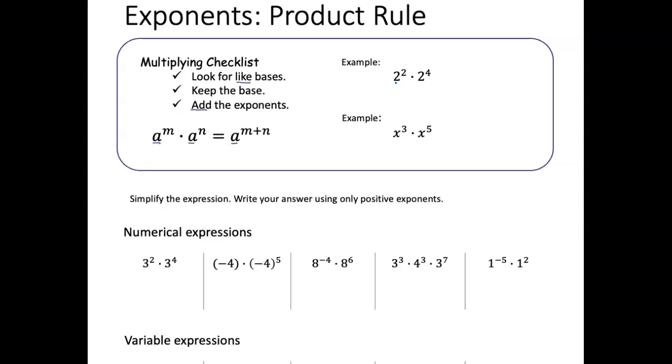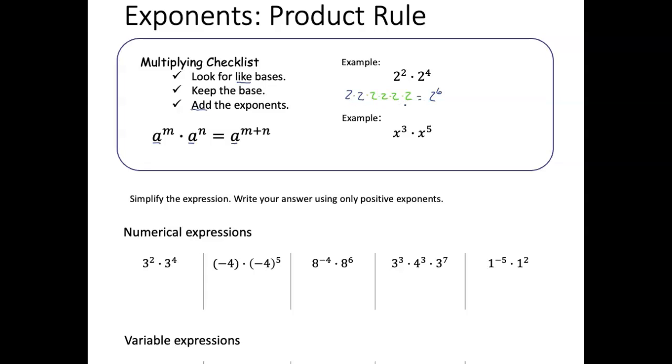So I have 2 to the second power, so if I was thinking expanded, I'd be like, well, that's 2 times 2. I need to multiply that times 2 to the fourth power, so 2 to the fourth power, how many more 2's is that? 1, 2, 3, 4. And if I was to go back and add all of this up, 1, 2, 3, 4, 5, 6, I would have 2 to the sixth power.